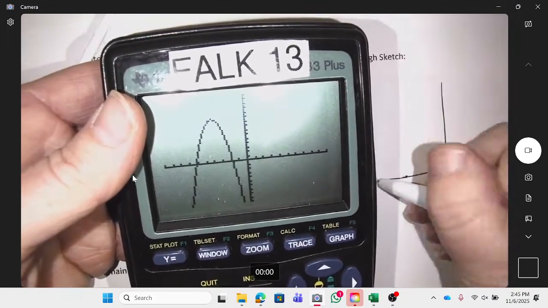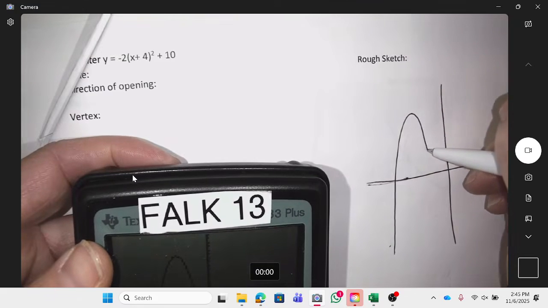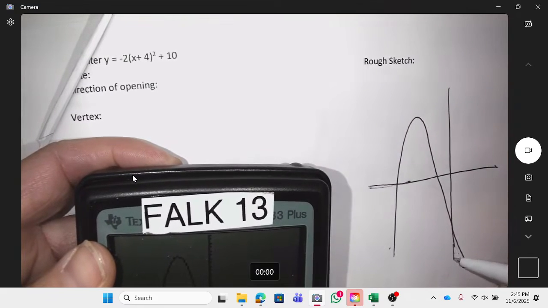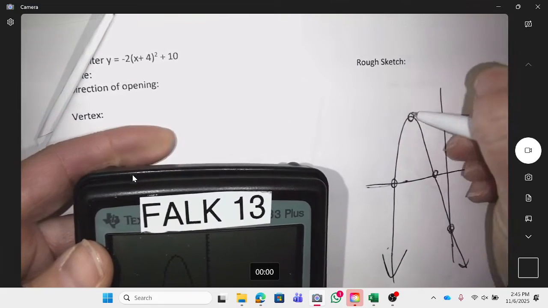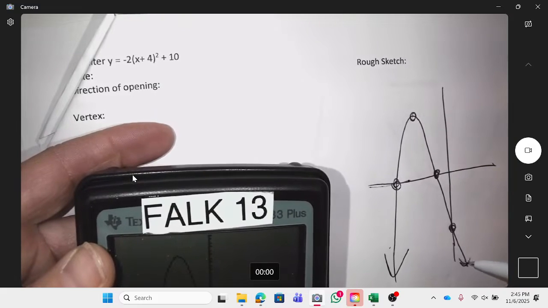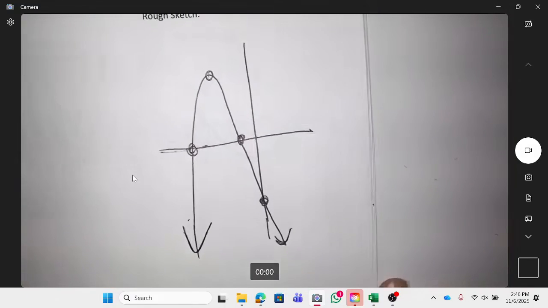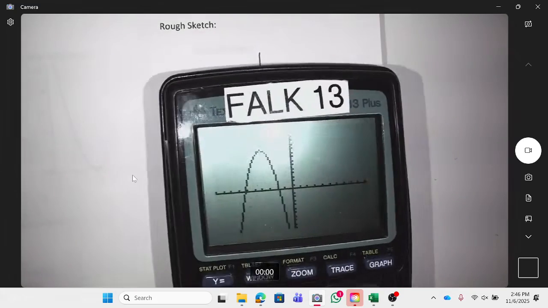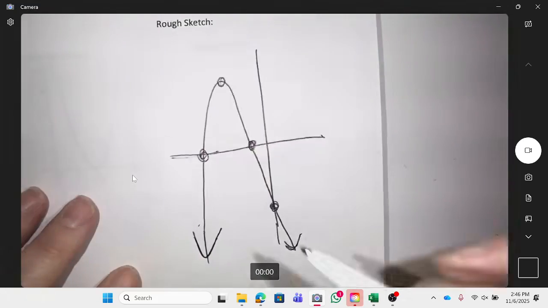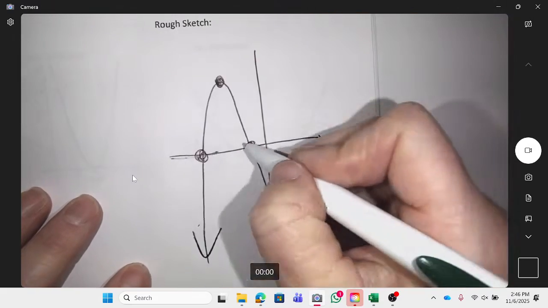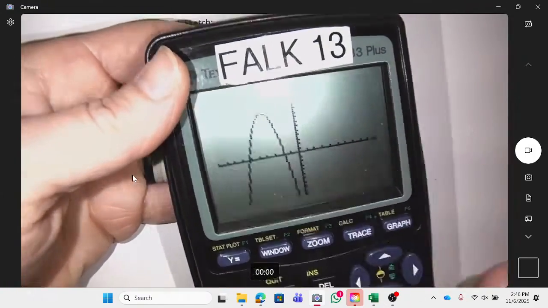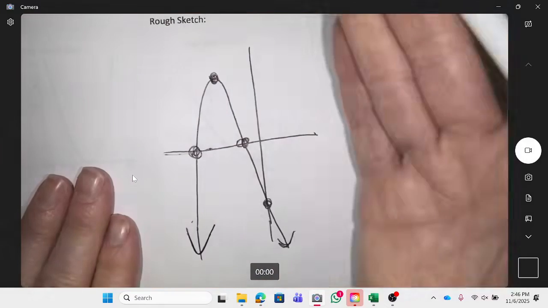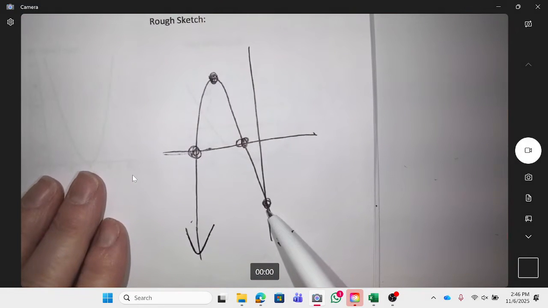So what does it kind of look like? Here are all my important points from my screen. Okay, my vertex is on this side. The x-intercepts are both negative, so that better be accurate. These are both negative numbers, so make sure they're on that side. I can't see it, but I know the y-intercept will be about down there, right?